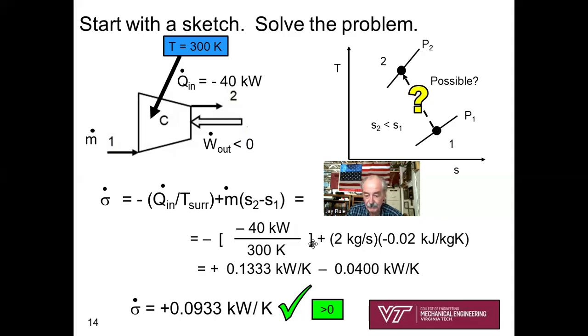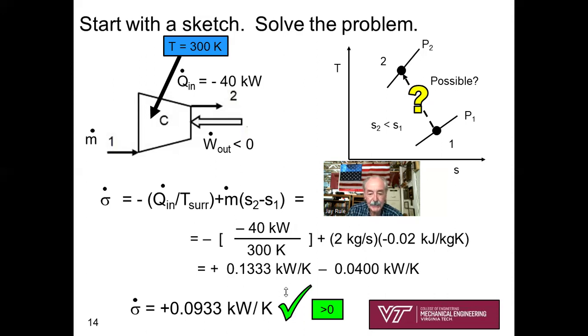Okay, it's my first term. Next term, M dot, 2 kilograms per second. Entropy change, given that it's a negative number, negative 0.02 kilojoules per kilogram degree K. So I've got some intermediate calculator results. I've got plus 0.133 kilowatts per degree K minus, I can do that in my head, 2 times 0.02, minus 0.04 kilowatts per degree K. So now I'll do the arithmetic to get sigma dot is plus 0.0933 kilowatts per degree K.